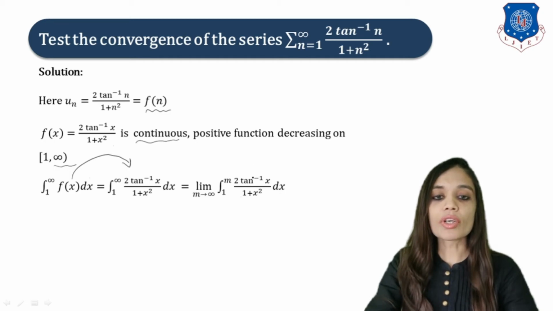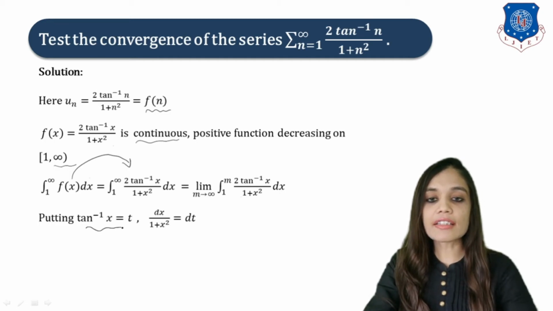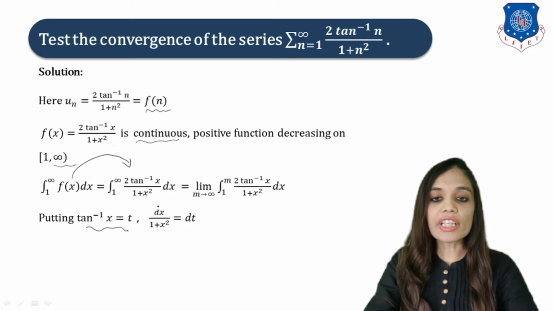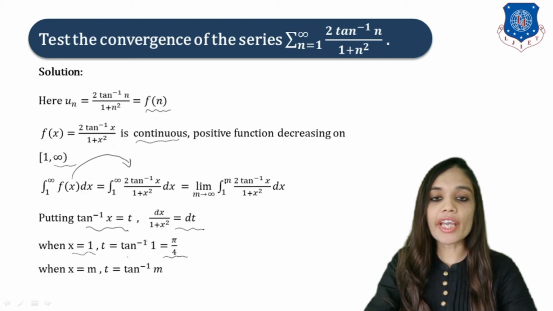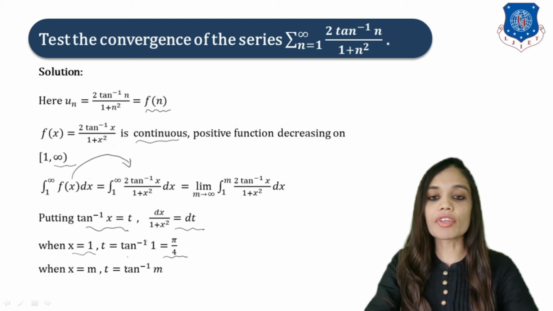Now we'll assume tan inverse x as t, right? So now dx upon 1 plus x square will be equal to dt. Now let us change the limits. So when x is equal to 1, t will be equal to tan inverse 1. But tan inverse 1 is equal to pi by 4. And when x is equal to m, t will be equal to tan inverse m. Now let us substitute all the values.